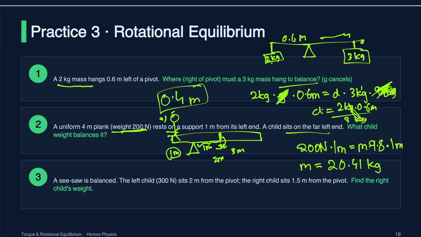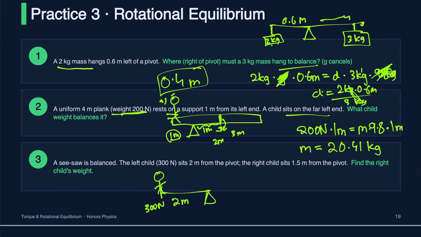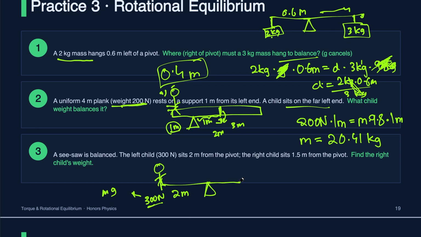A seesaw is balanced. The left child, 300 newtons, sits 2 meters from the pivot. Okay. So he's sitting here. 300 newton weight, which is mg, right? And this is a force as well. I went over weight versus mass. And then the right child sits 1.5 meters from pivot. Find the right child's weight.